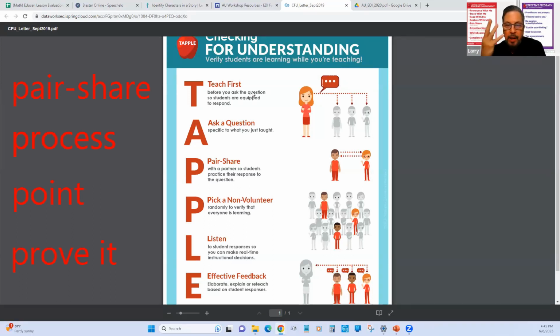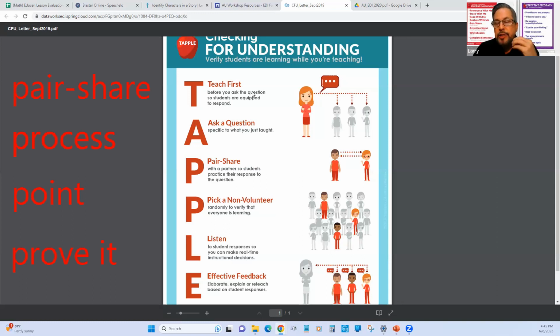So the 4 P's are our pair share: process, especially for our students who take more time; point to wherever the text is, make sure they're on the same page; and then finally, prove it. I know it's right. I'm going to prove it to you. And the other student will either what? Yes, I agree, or no, I don't agree. I think it's 6 times 4 is 24, not 36.